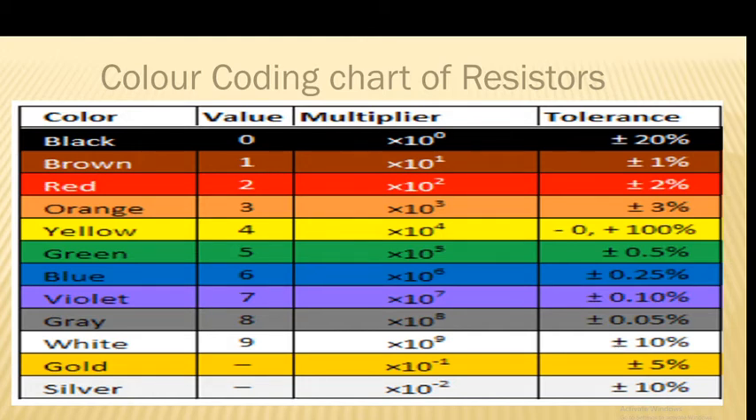If a color is used at the multiplier band, it is always taken as 10 to the power of the number of that color. If a color is used to indicate the tolerance, then the tolerance is assigned in the fourth band, and it is to be taken as a change in the value of the resistor.